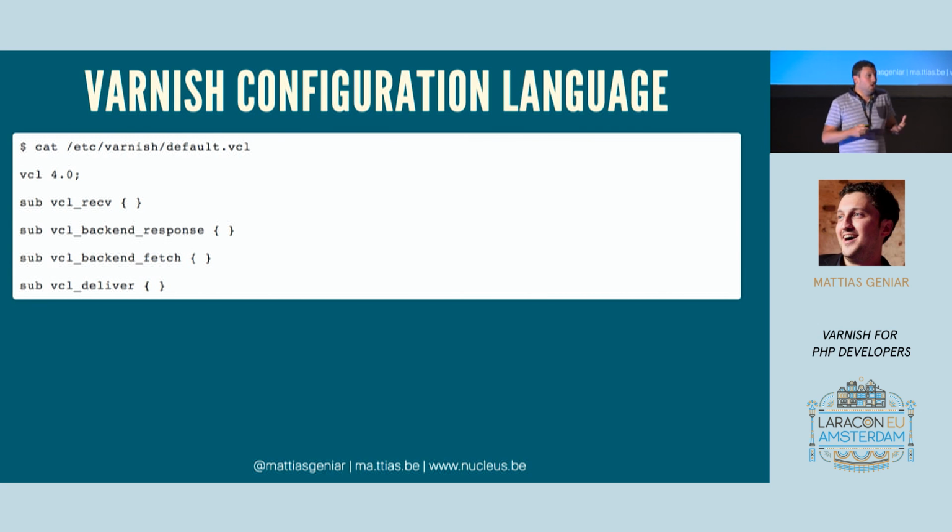What it looks like on disk is, if you log into your server and you've installed Varnish, you will find a file called /etc/varnish/default.vcl. It'll start with a line indicating its version. So once version 5 comes out, that line will most likely change. And then you'll see different subroutines. And within the braces, you will find your actual code.